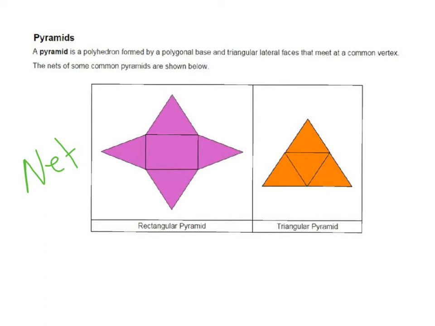Okay, now we're looking at some examples of pyramid nets. This is a rectangular pyramid, so remember you're going to have that rectangle as a base, and then the rectangle has 4 sides, so it's going to have 4 triangles coming off the sides. A triangular pyramid means that you have a pyramid with a triangular base. That triangular base has 3 sides, so you're going to have 3 triangles coming off the sides.